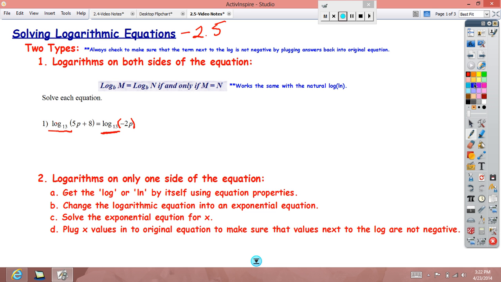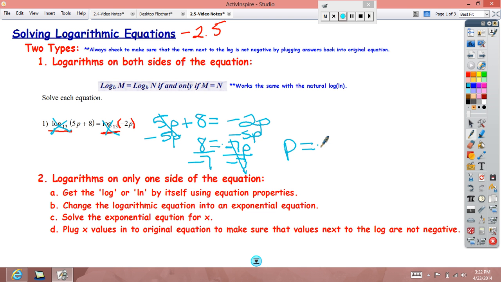Since these log 13s are the same, basically they cancel each other out. What I know is that 5p plus 8 equals negative 2p. Now I can just solve for p. I want to get p by itself, so I'm going to subtract 5p to bring it over to this side. This gives me 8 equals negative 7p. To solve for p, divide by negative 7, and p equals negative 8/7. That's our value for p.